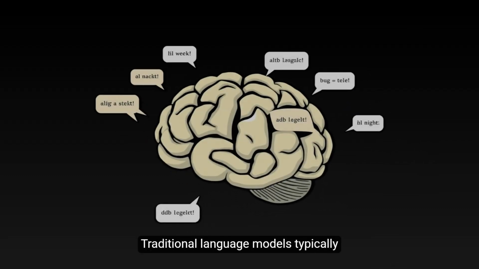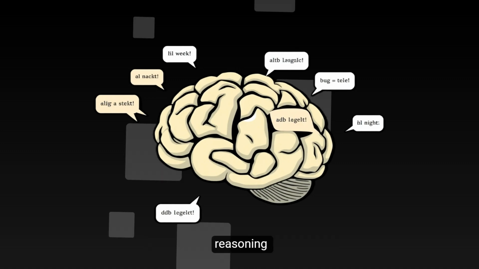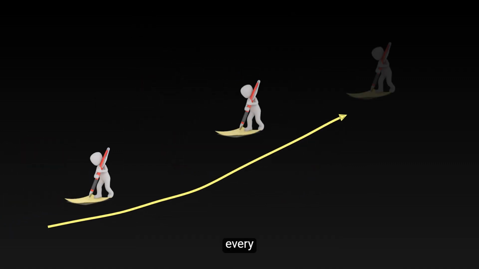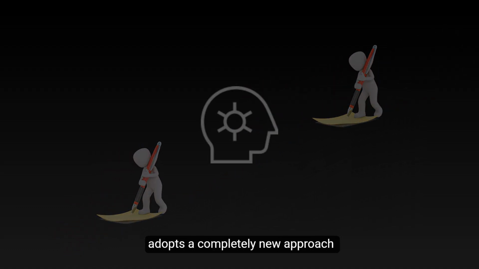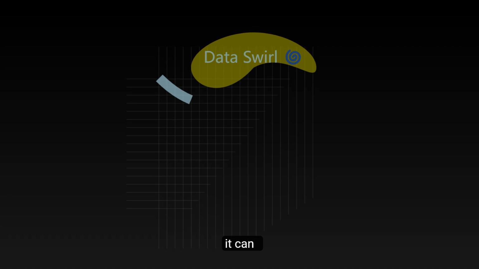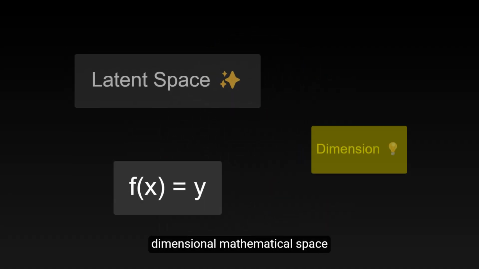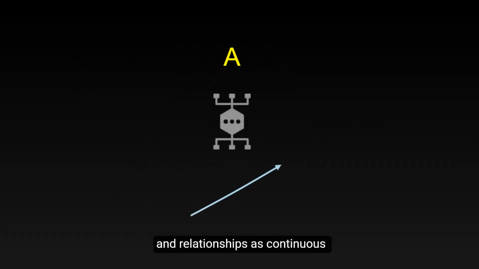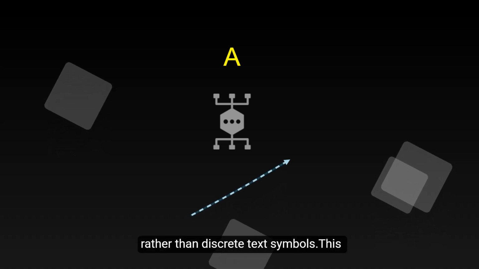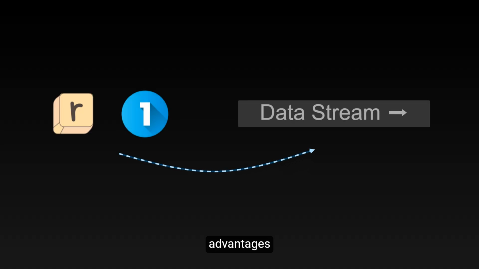Traditional language models typically need to convert the thinking process into text when performing reasoning, just like we have to write down every calculation step when solving math problems. The Huginn model adopts a completely new approach. It can think directly in the latent space. This latent space is a high-dimensional mathematical space, capable of encoding complex concepts and relationships as continuous numerical vectors, rather than discrete text symbols. This approach has three main advantages.